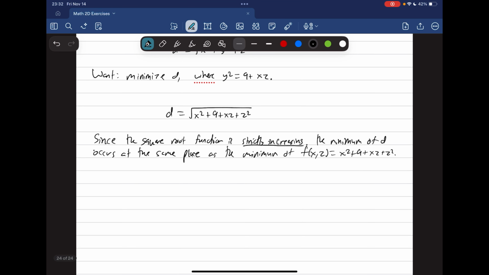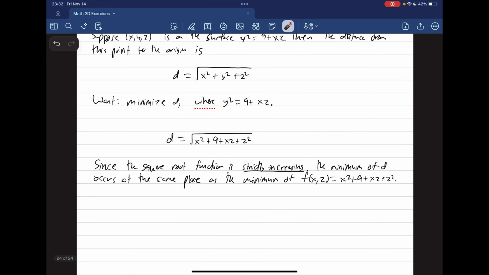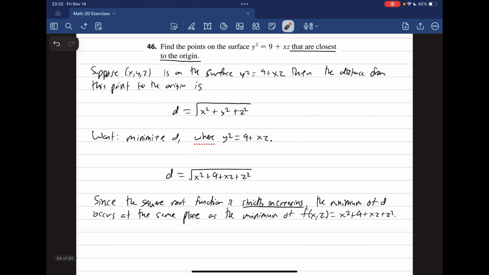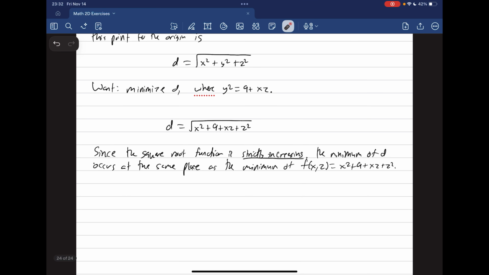And so this makes our problem a lot easier, because if we can find the minimum of this function right here, whose derivatives are much easier to calculate than if we had included the square root, then we just need to plug in whatever location we get for this minimum. Because the square root is strictly increasing, the minimum of the distance will occur at exactly the same place. And so the points that minimize the distance from the origin to our surface will be exactly the same points that minimize this function right here.